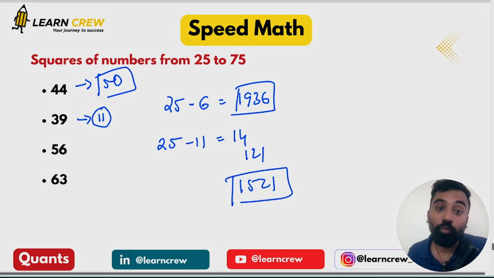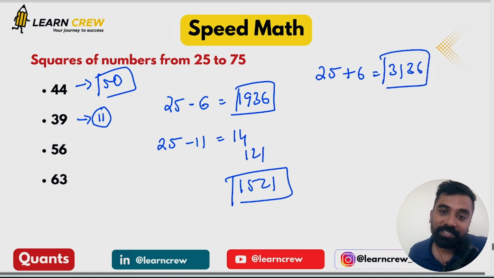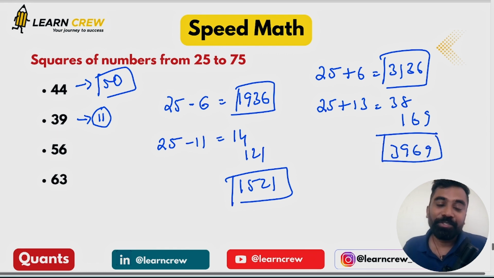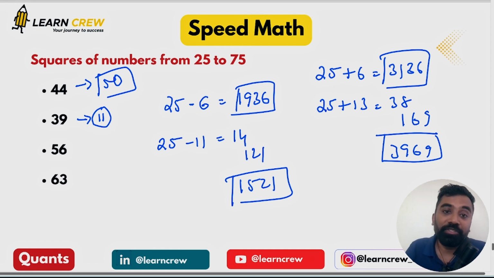56. How much is it more than 50? 6. So 25 plus 6 becomes 31. What is 6 square? 36. 63. How much is it more than 50? 13. 25 plus 13 becomes 38. What is 13 square? 169. It becomes 3969. That's all done. So this is how you solve the questions much faster.